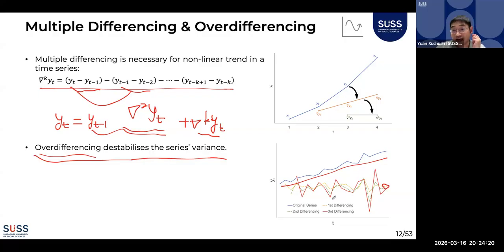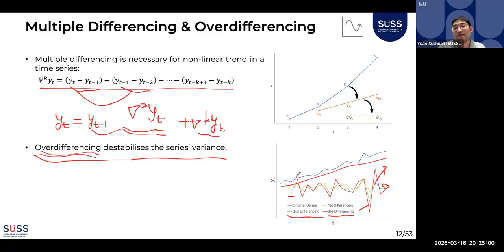Of course, you can do the second difference. Looking at this green curve, you can see the mean is still zero, constant, but the variability becomes bigger. If you do the third order difference, this red curve, the variability becomes even bigger. So the variance of your differenced time series becomes bigger. This is the over-differencing issue.